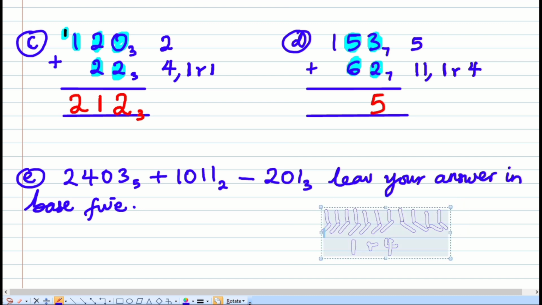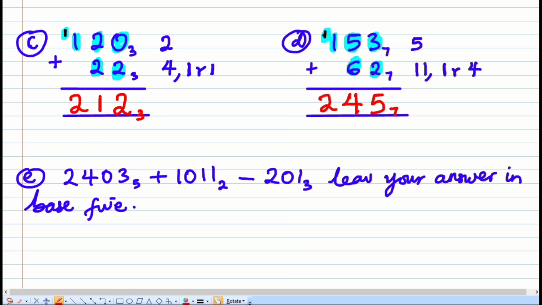Okay. So when you learn this way, you can now do it very fast on your own. So you don't have to waste all this time. I'm just teaching, so I have to do it line upon line. So we're going to write the remainder 4 and carry 1. Finally, now the next column, we have 1 plus 1, 2. 2 is not even up to the base, so we just write it 2. So that's our answer. 2, 4, 5 base 7.